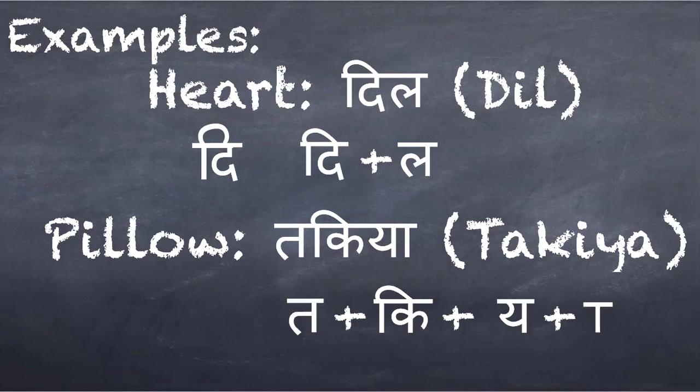So we'll take Vyanjan ta, and just like I told before, we'll take Vyanjan ka and then we'll add matra E to it. That will make ki. Then Vyanjan ya and swar a, which is represented as its matra, and together this will make takiya.